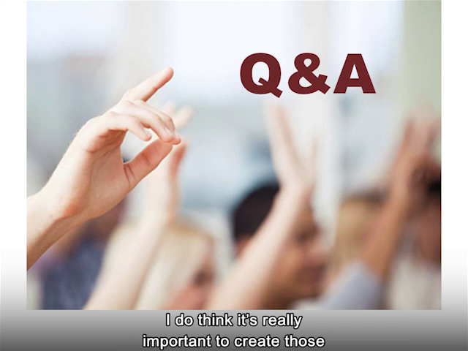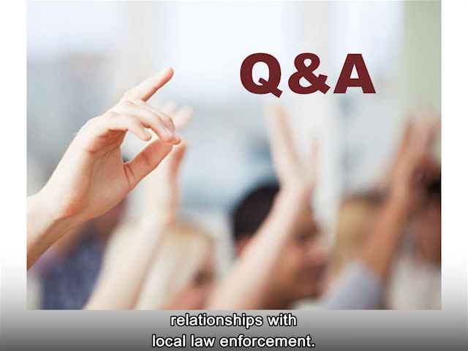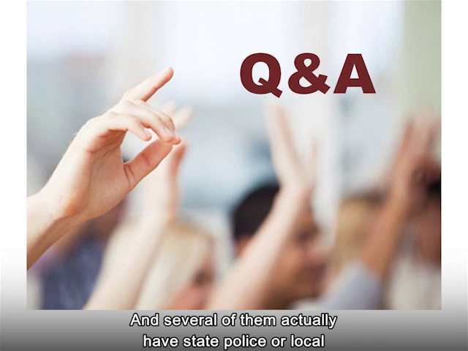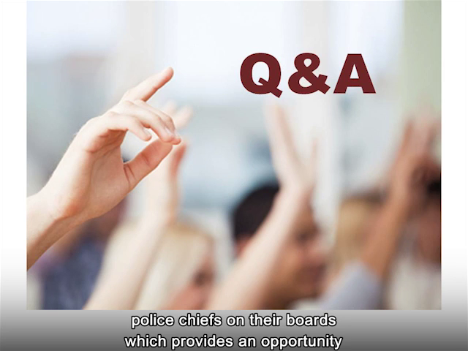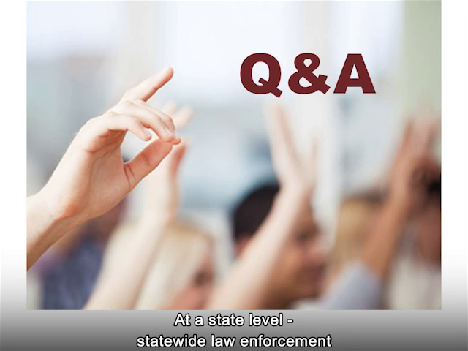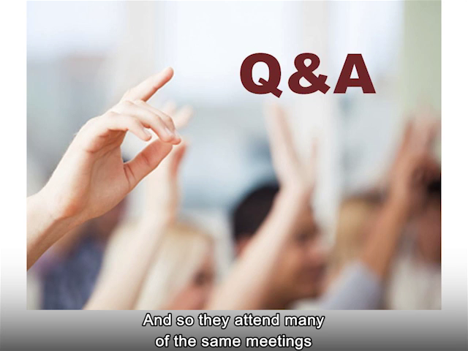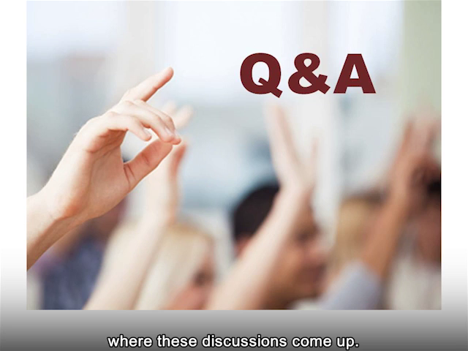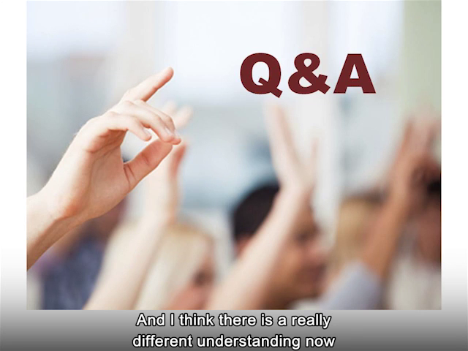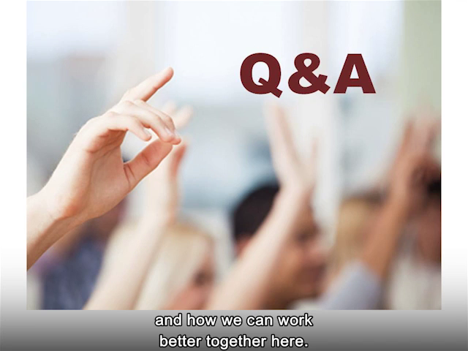This is Pam. I do think it's really important to create those connections. Our sites have been pretty intentional about creating relationships with local law enforcement. And several of them actually have state police or local police chiefs on their boards, which provides an opportunity for a lot more dialogue about shared approaches when we're dealing with these issues. At a state level, statewide law enforcement has been very involved here with child abuse prevention efforts, and of course it all connects. And so they attend many of the same meetings where these discussions come up. And I think there's a really different understanding now around what home visiting can offer and how we can work better together here.